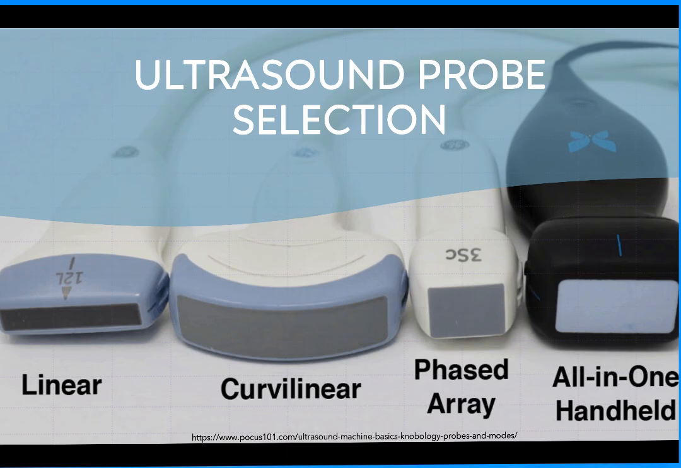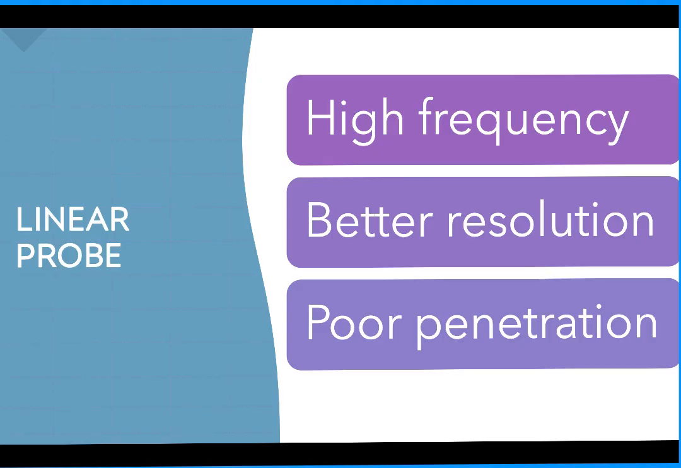So now this begs the question, what is the appropriate probe for you to use when you're doing lung ultrasound sonography? Is it the linear probe all the way to the left of the screen, the curvilinear probe, the phased array, or an all-in-one probe like the Butterfly, which is all the way to the right-hand side of the screen? Let's go over the advantages and disadvantages of each one. Let's start with the linear probe.